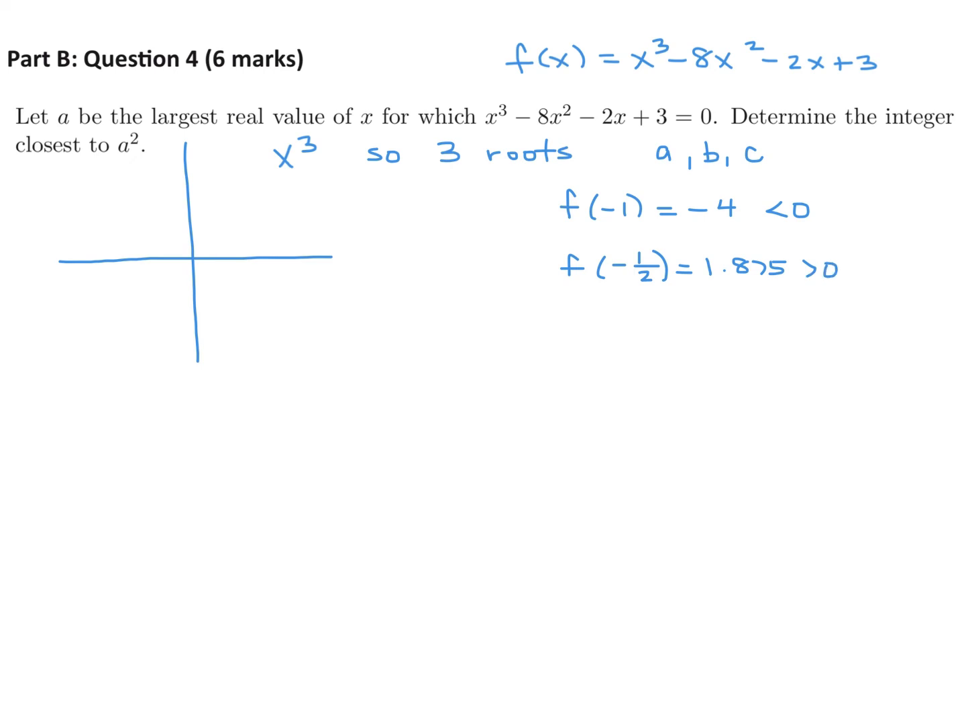So that means that, and I'm going to exaggerate this a bit, if this is -1 and this is -1/2, right here. Then -1 is -4, which is somewhere down here, and -1/2 is somewhere up here. So obviously the graph crosses the axis between there. So the first root is somewhere in there. Okay, so we'll just put that in for now.